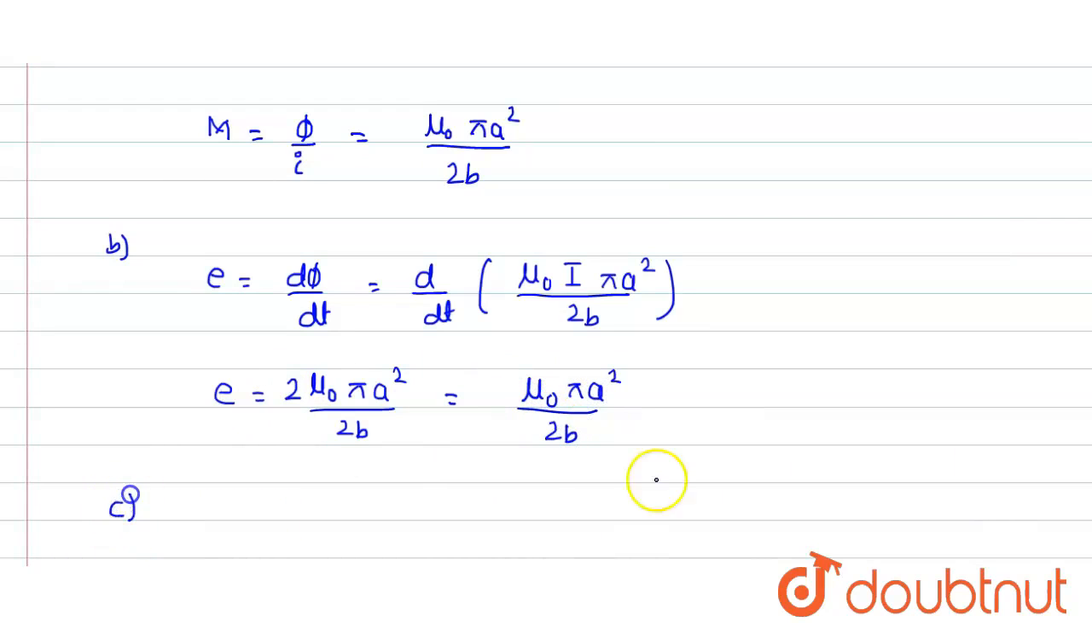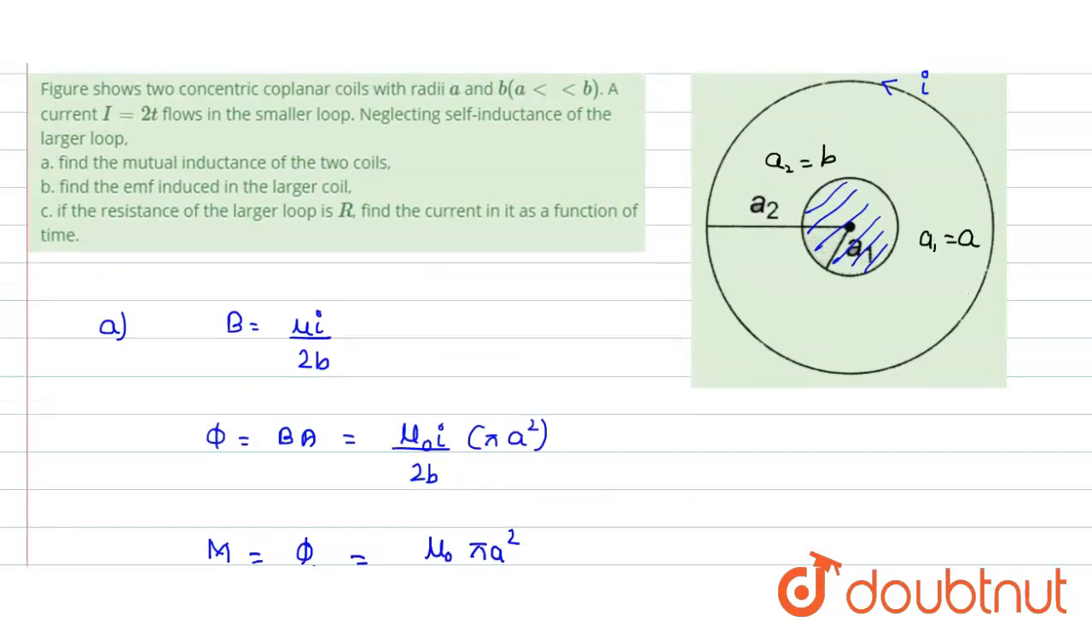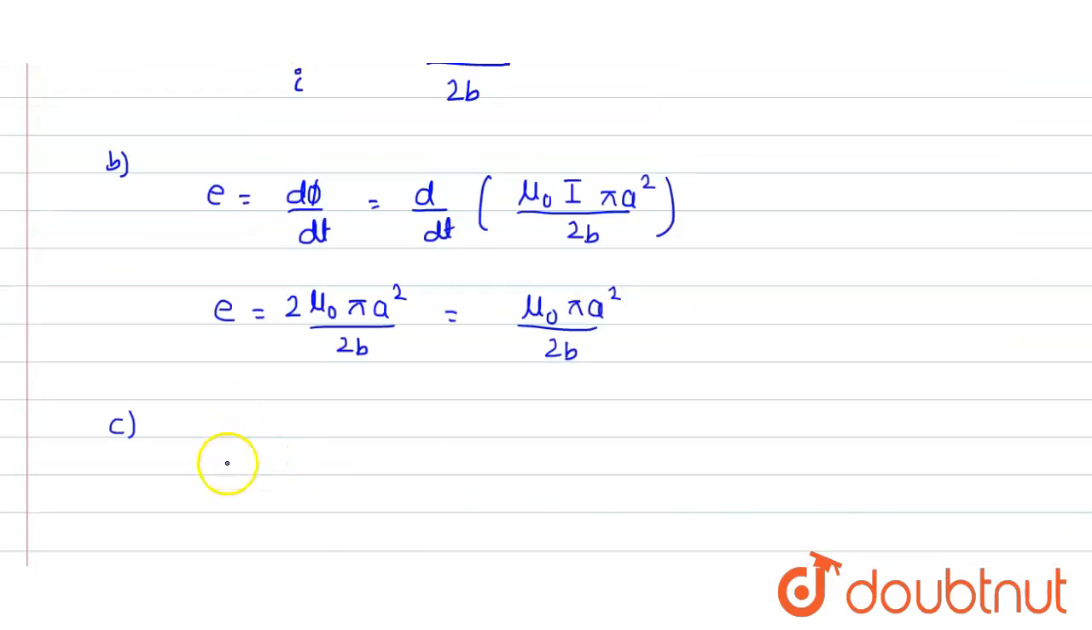Now, in the c part, we need to find the value of the current in the larger loop. Now we know the resistance, so the I value would be equal to the induced EMF in the larger coil divided by the resistance. So it would be mu naught pi a square divided by b into R. Here this 2 is already cancelled. So this is the current, and basically it is not dependent upon time. Hope you understood the solution.